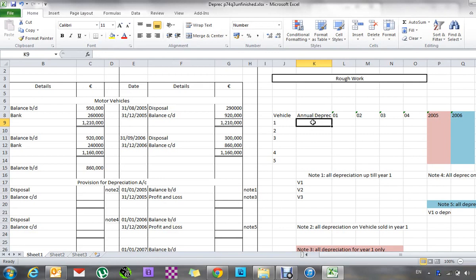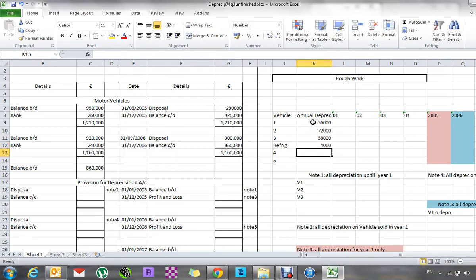So the annual depreciation, the first one, 280 grand, is 56 grand a year. The next one was bought for 360, so that's 72 grand a year. The next one was bought for 290, that's 58 grand a year. Now, is there a refrigeration? There was on one vehicle. So that is 20 grand, so 20% of that is going to be 4 grand.